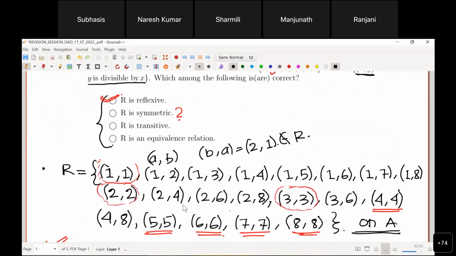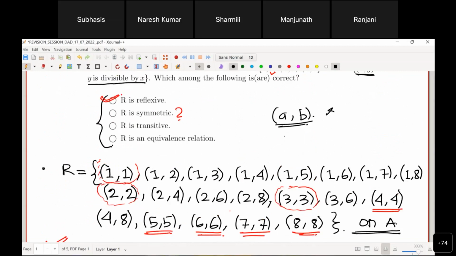So basically we need to find all the pairs of this form: two pairs, a comma b and b comma c, that is, the second element of the first pair is the same as the first element of the second pair.